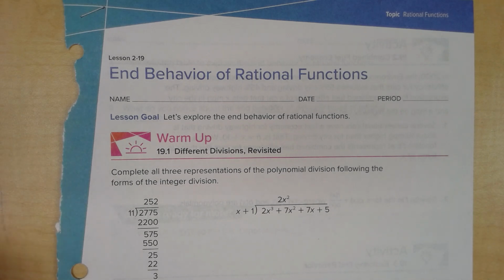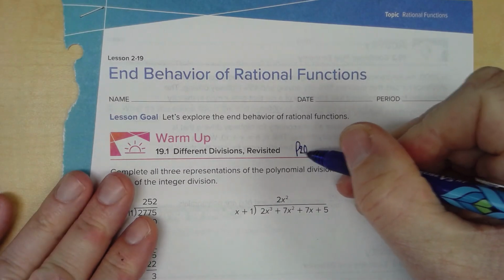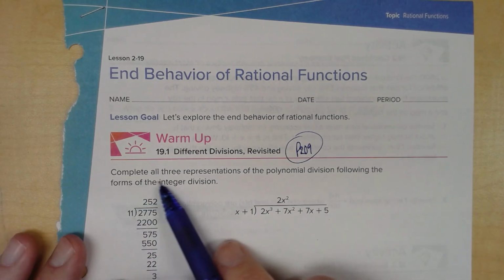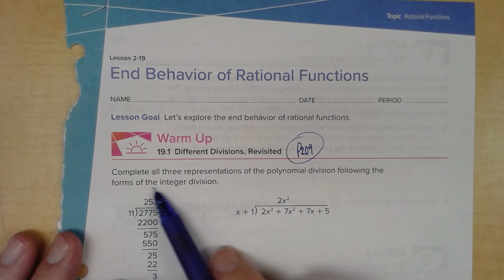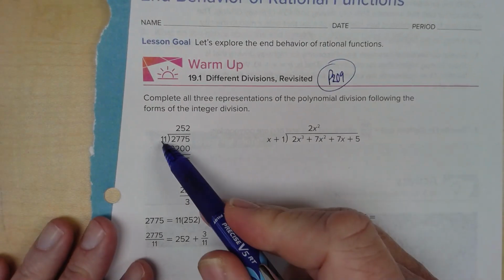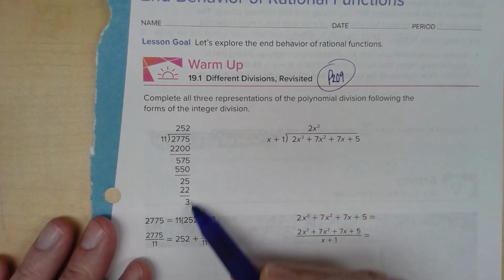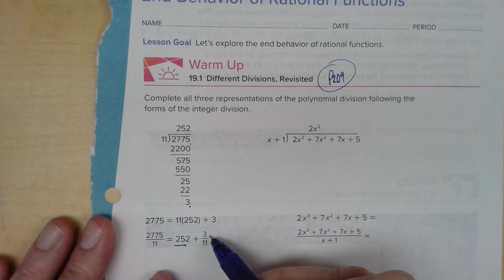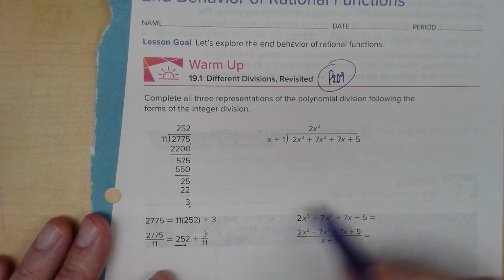All right, today we are starting on page 209. So open up to page 209, and the warm-up says complete all three representations of the polynomial division following the forms of the integer division. So 11 divided into here is 252 with a remainder of 3. So that's why it's 252, and then the remainder is a fraction. So we're going to represent these different ways.